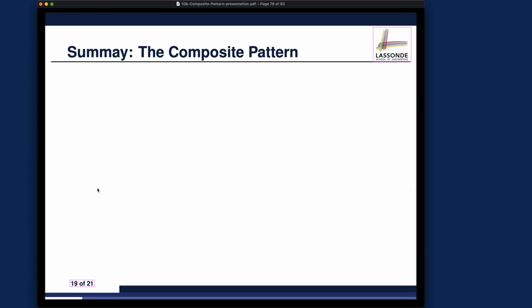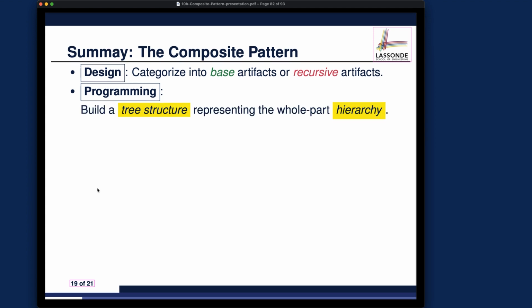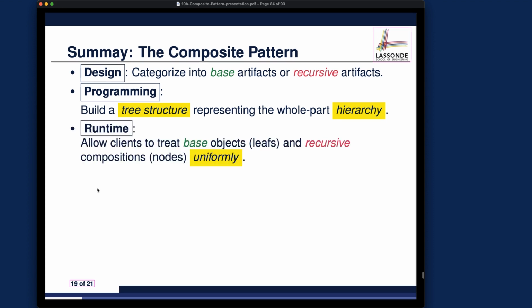Let's have a summary of the composite pattern. So at the design level, we basically got two categories of artifacts. We got base, we got recursive. We got individual versus composite. What about at the programming level? We want to build a tree, and the tree structure is definitely recursive for its hierarchy. And then at runtime, how do we do it? We want to allow the clients to treat the base objects and also recursive objects uniformly. For example, the price feature, right?